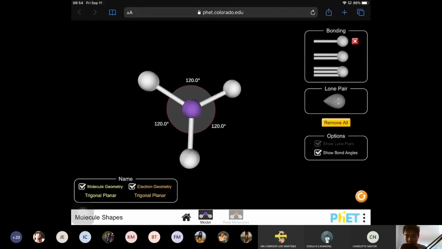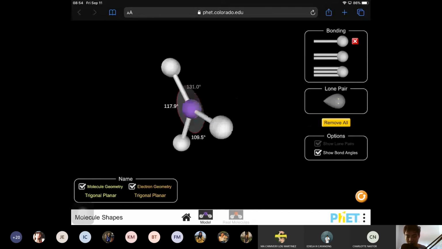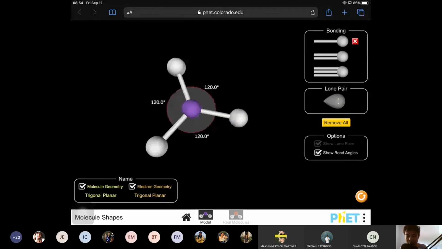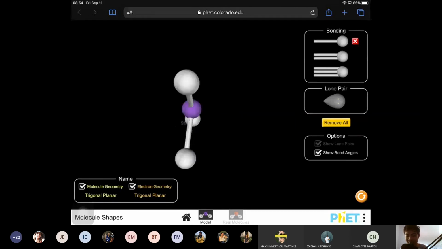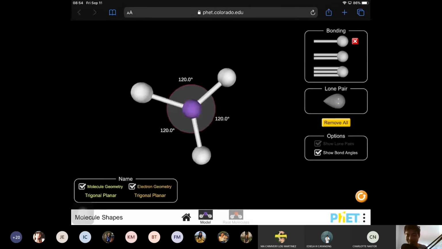What's the angle for trigonal planar? 120 degrees. Pag dinikit mo yung isa, uurong yung iba. So, yan yung best angle. Ang cute-cute. Gigil eh. So, that's the best separation angle. If you have three electron groups, your shape would be trigonal planar.